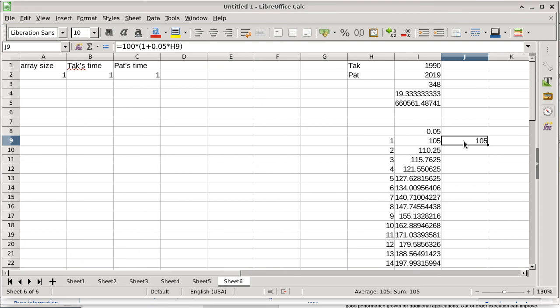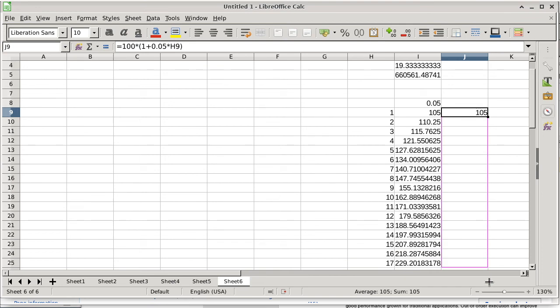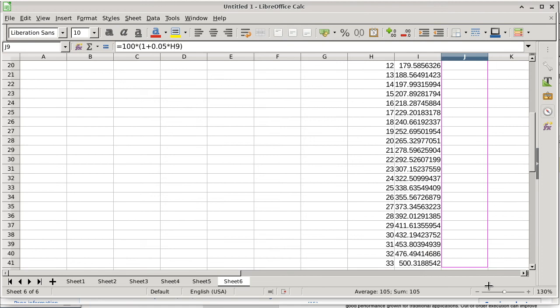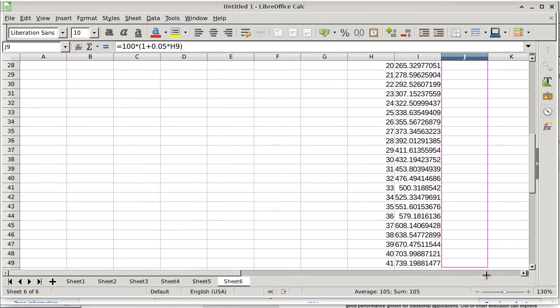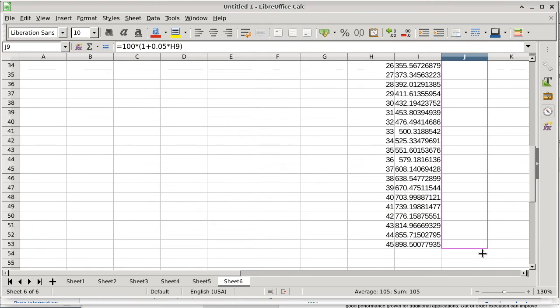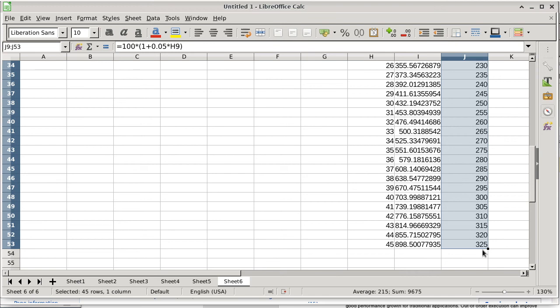Okay? So the first year is identical to the other one, but after 45 years, there we go. Do you see the difference? Without compounding after 45 years, your $100 would become $325. With compounding, your $100 would become close to $900. I call that pretty significant.